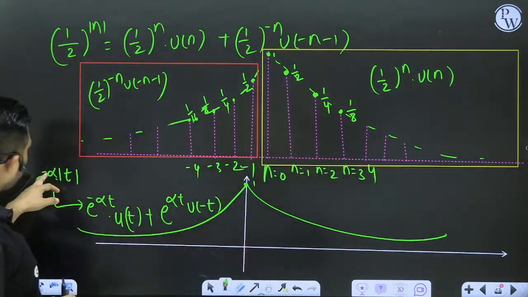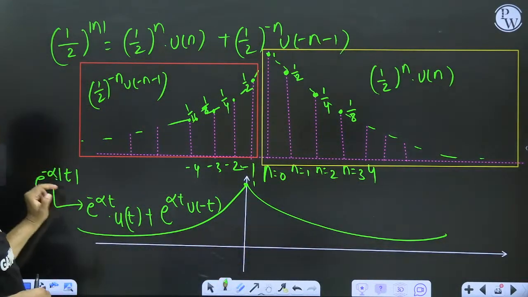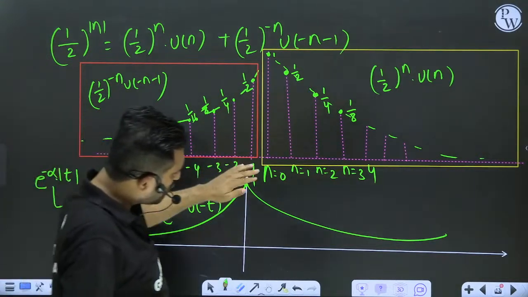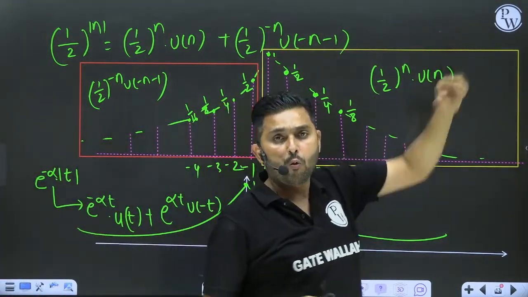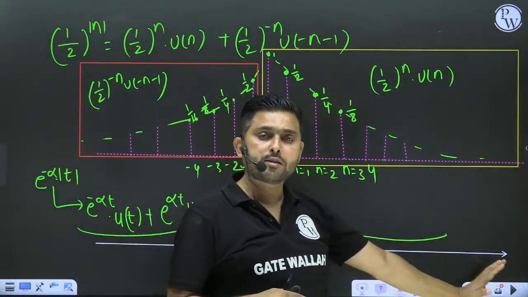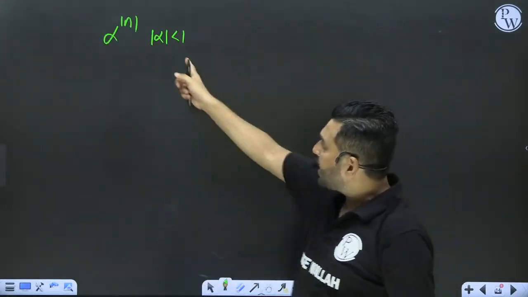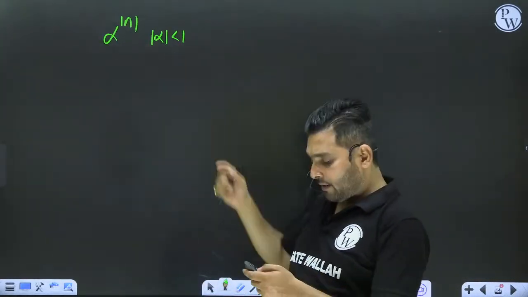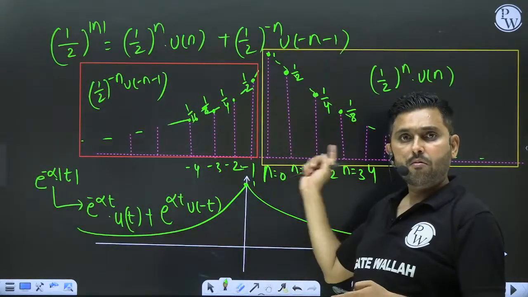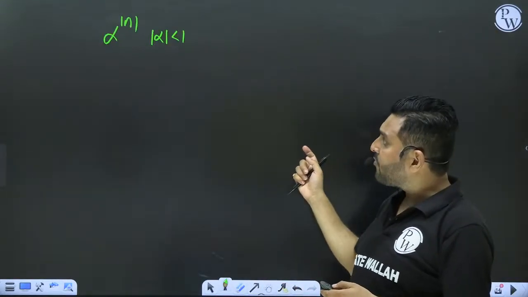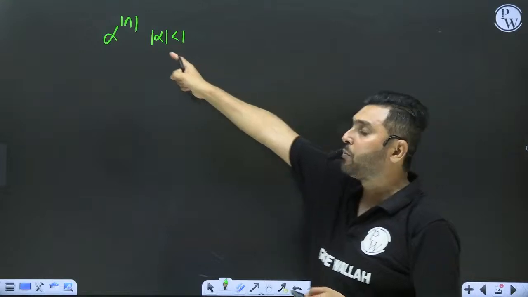If I do not put the minus sign here, if it is e^(alpha|t|), then this should be going towards infinity. Why is it converging? Why is it going towards 0? You know, because the minus sign comes. Similarly, what I want to say is that if |alpha| is less than 1, then only you have a plot like this one. If |alpha| is greater than 1, I am giving you the homework. Let's take alpha to be 2.